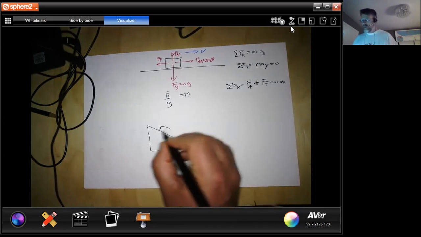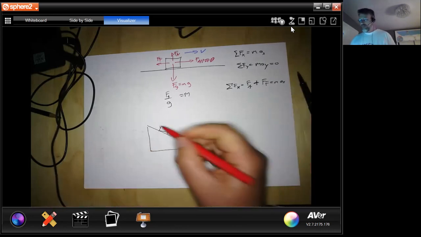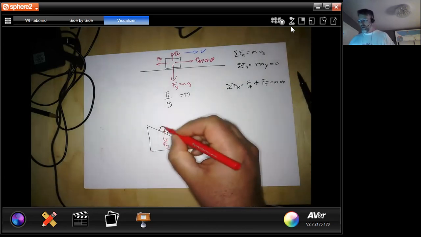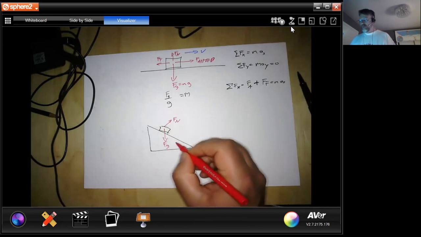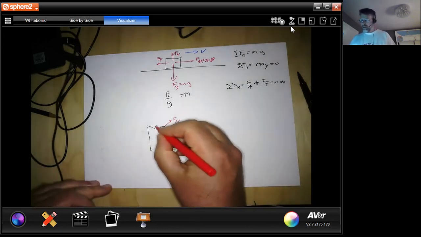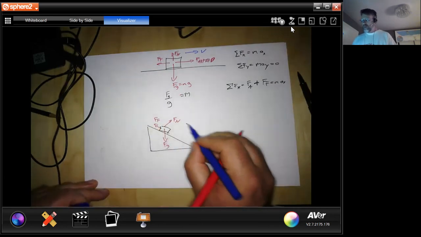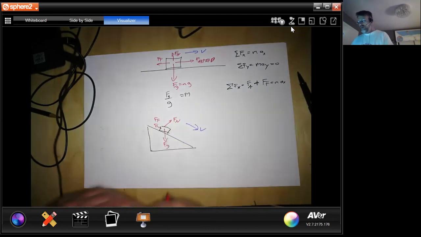Okay, now we have our box going this way. All right, so our forces, we still have the force of gravity going straight down. Okay, normal force is still perpendicular to the surface. Now again, let's start with saying this: if force of friction is going that way, then that implies that velocity is moving this way. So these are going to oppose each other.